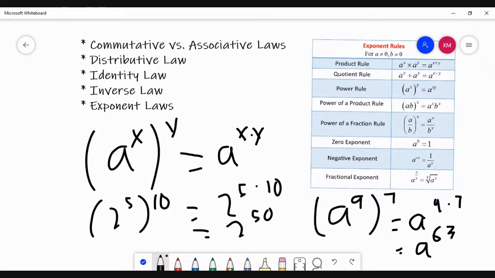Yes, ma'am. Just multiply the numbers when doing the power rule. Because with the product rule, you add them together. But if you're raising a power to a power, you're just multiplying the numbers.